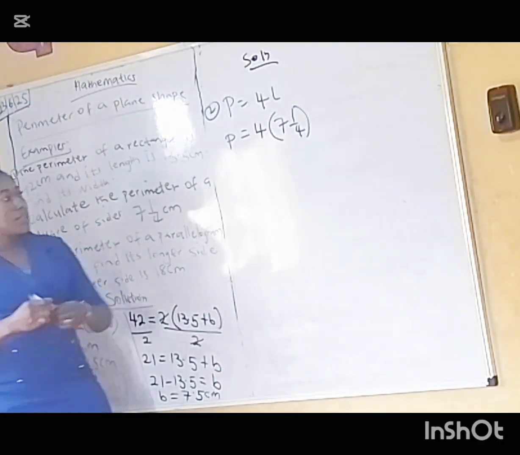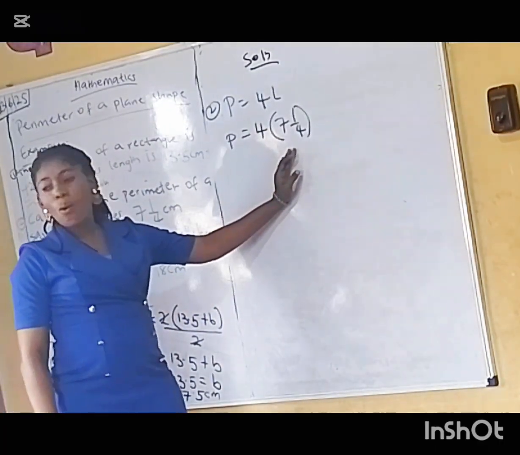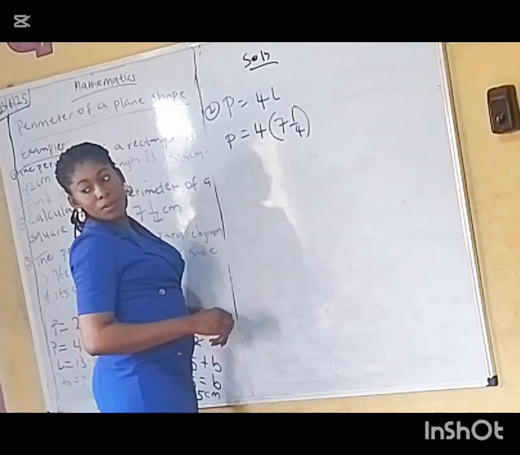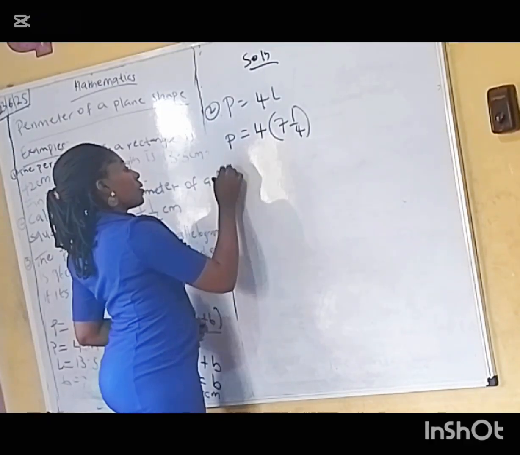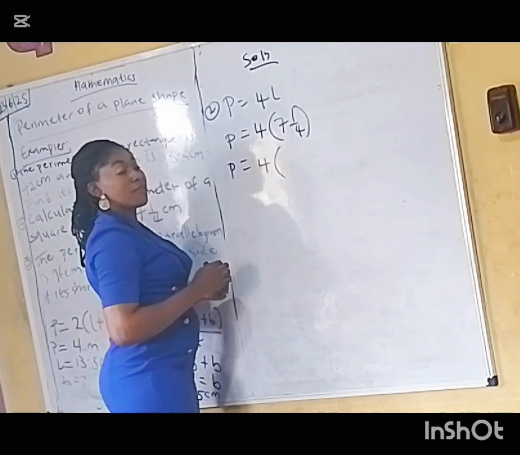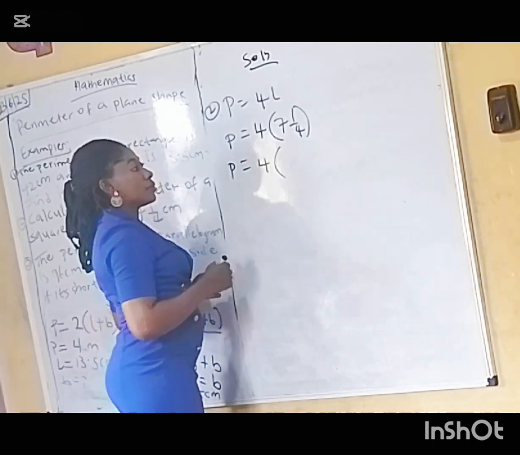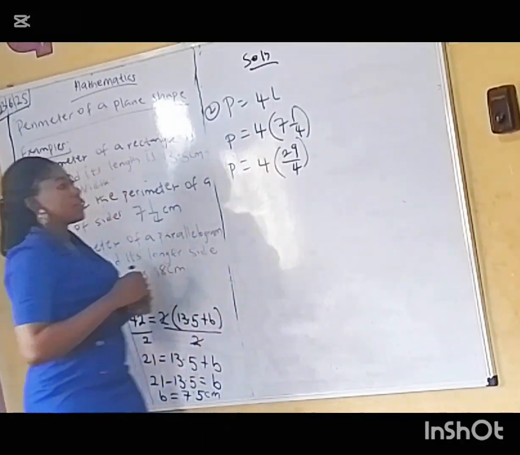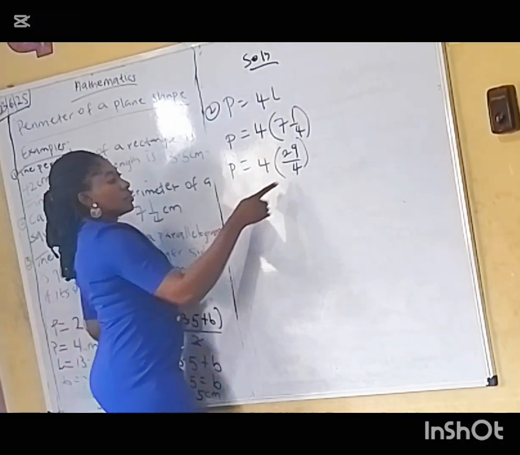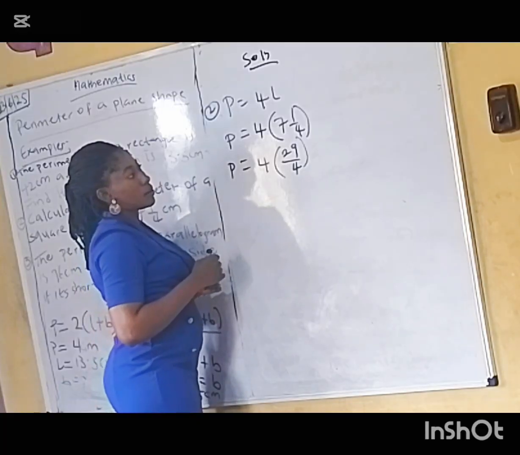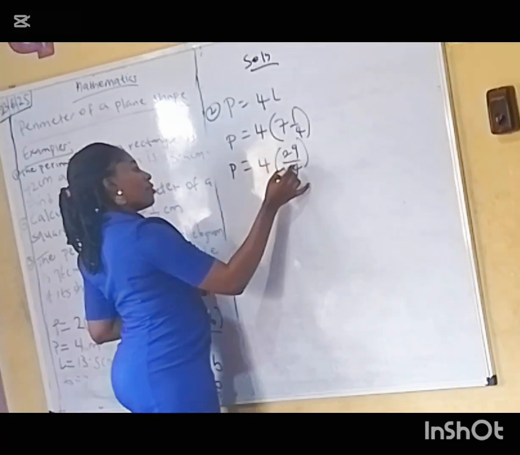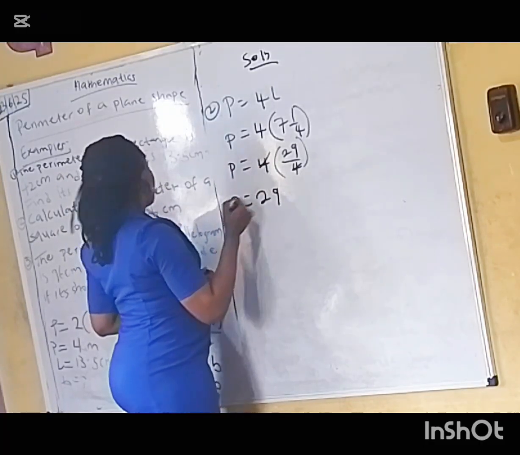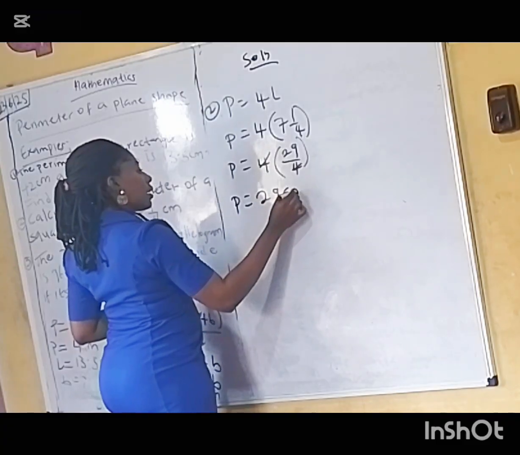This is a mixed fraction. You have to convert it to a proper fraction. So what do you do? 4 times 7 plus 1, which is what? 4 times 7 is what? 28. Plus 1 is 29. So 29 over 4. This 4 can be divided by this 4, right? So we have P as what? 29. The unit they gave to us is meter.